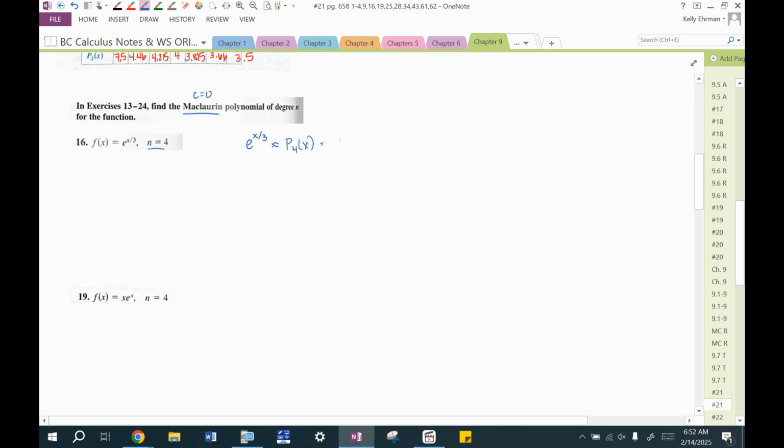So the first term is evaluating f at the center. The center is 0. And the next term is f prime of 0 times x. And the next term is f double prime of 0 times x squared over 2 factorial. And then it'll be f triple prime of 0 times x cubed over 3 factorial. And we're supposed to go out to degree 4. So the fourth derivative at 0, x to the fourth over 4 factorial.